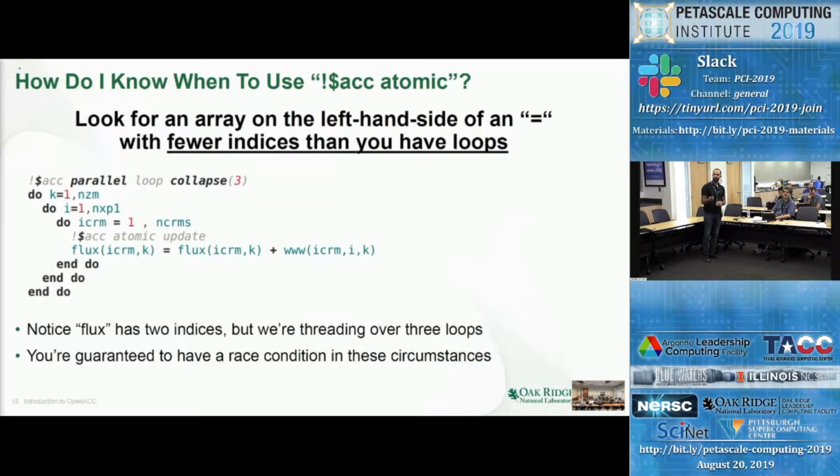Before we go to the reductions, how do you know when you need to use ACC atomic? There's a very simple way to do this. If you look at the variable that's being written to, the variable on the left-hand side of the equals, if it has fewer threads than you're actually looping over, you are guaranteed to have a race condition. It's one of the easiest ways to look. You can look at the flux variable on the left-hand side of the equal sign and say, I see two indices there, but I'm looping over three indices. So this is a guaranteed race condition. You need to handle it with either an ACC atomic update or an ACC reduction.